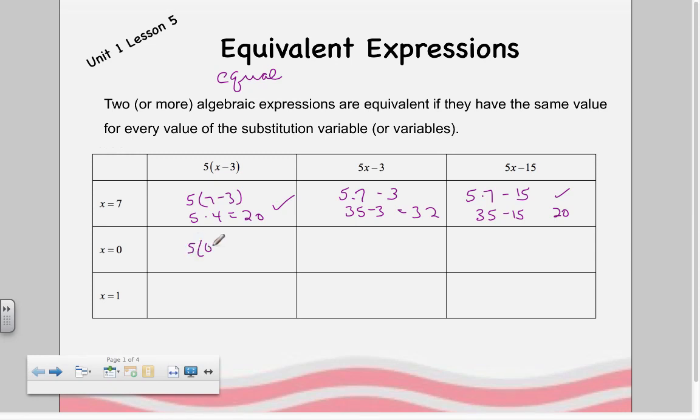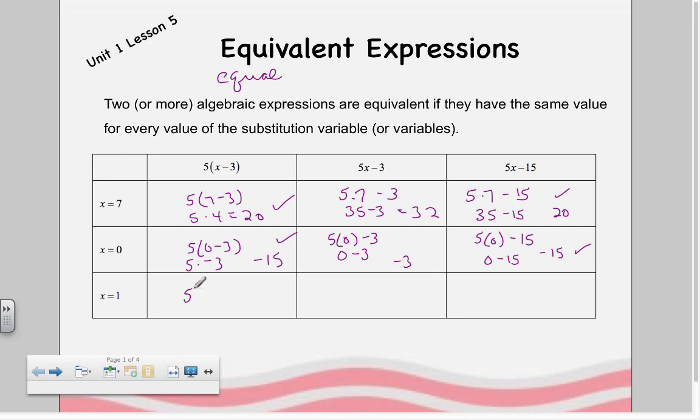Normally I like 0, because 0 has some special qualities. 5 times negative 3, so we get negative 15. Here's that special quality. 5 times 0 is 0. So this answer is minus 3. This is 5 times 0 minus 15. Whoops, that's not right. Let me rewrite that again. All right, here we go. This is 5 times 0, then that quantity minus 15. 0 minus 15. Hey, negative 15. It's the same as that column.